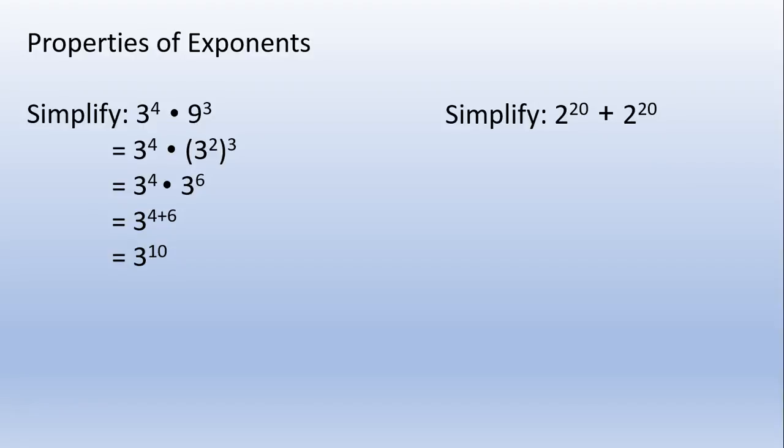But we can say we have a 2 to the 20th plus another 2 to the 20th, which means we have 2 2 to the 20ths. And now if we think about that first factor of 2, that's the same thing as 2 to the first power. So now we're multiplying and our bases are the same, so we can add our exponents together and get our final simplified result of 2 to the 21st power.